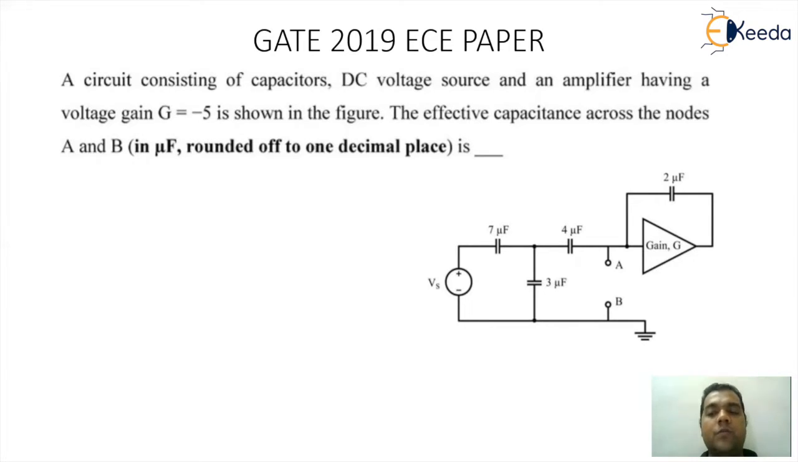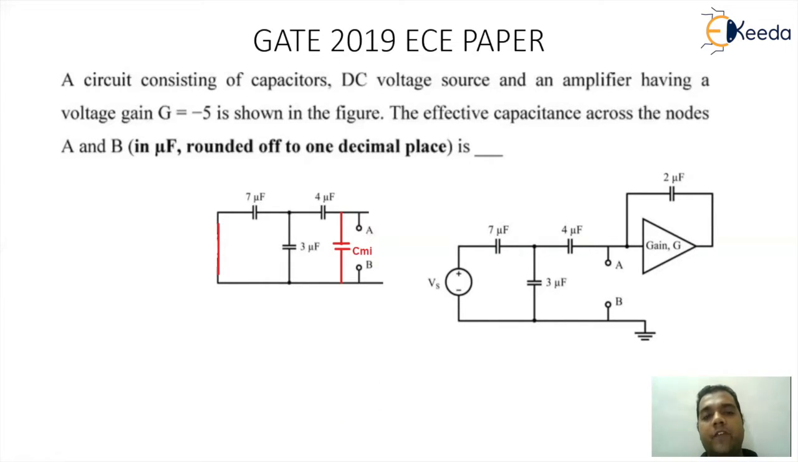So for that we need to use the concept of Miller's theorem. Automatically we can see the voltage source will be shorted. There is a 7 microfarad, 3 microfarad, 4 microfarad and a Miller capacitor by the name CMI between the nodes A and B. Now the 7 microfarad and the 3 microfarad are in parallel. It will get added in series with the 4 microfarad and the resultant will come in parallel with the Miller capacitor. For the first part, we need to calculate the value of the Miller capacitor.